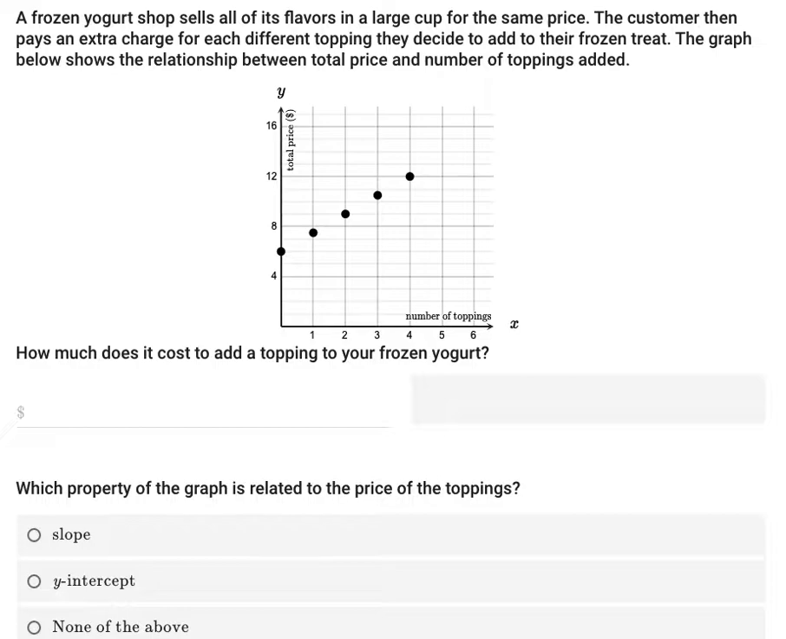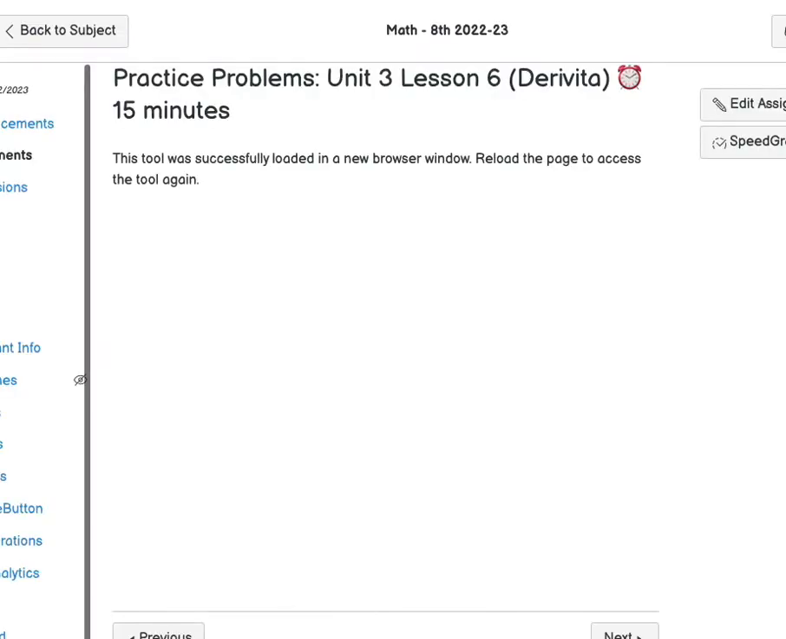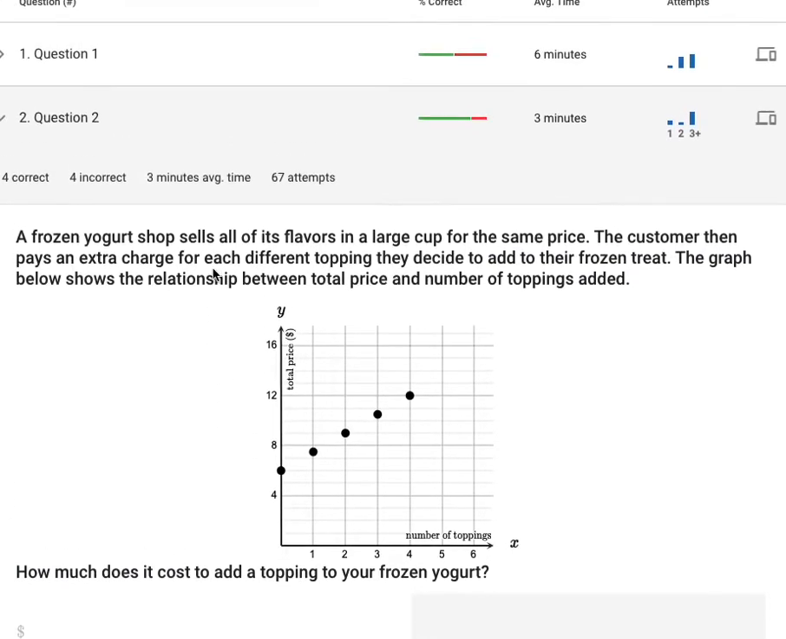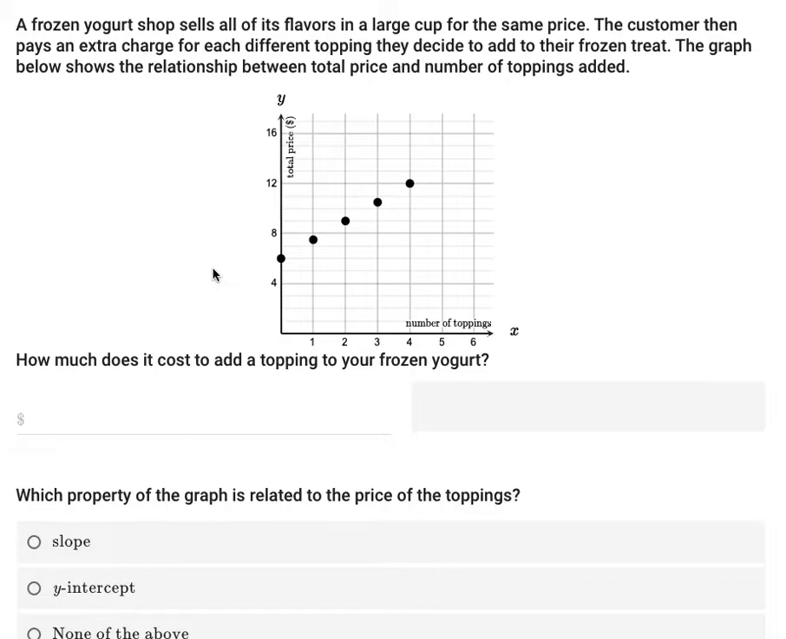But I'm going to kick off this week with this short video to give you that big idea. This is a practice problem from last week, lesson 6, problem number 2, and I want to use it to summarize the big skills of the week. It says a frozen yogurt shop sells all of its flavors in a large cup for the same price. The customer then pays an extra charge for each topping they add to their frozen treat. The graph below shows the relationship between total price and number of toppings added.